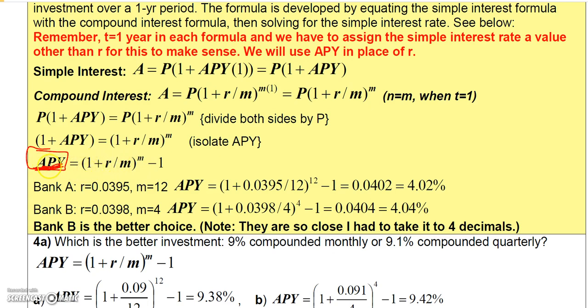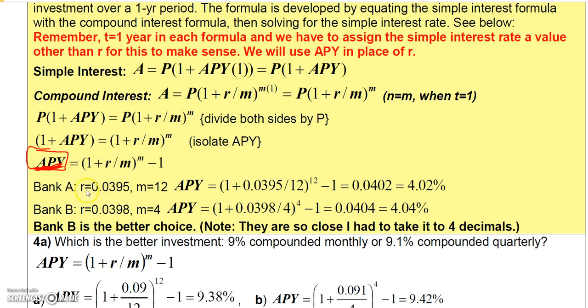But let me give you the formula first. The formula for APY, annual percentage yield, which is also called effective rate, is 1 plus r over m, raised to the m, not n, but raised to the m, minus 1. So let's apply this to Bank A.